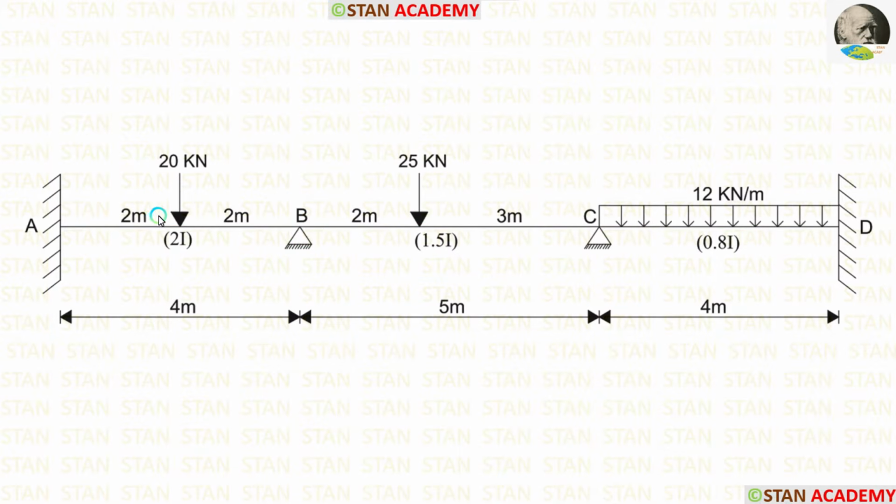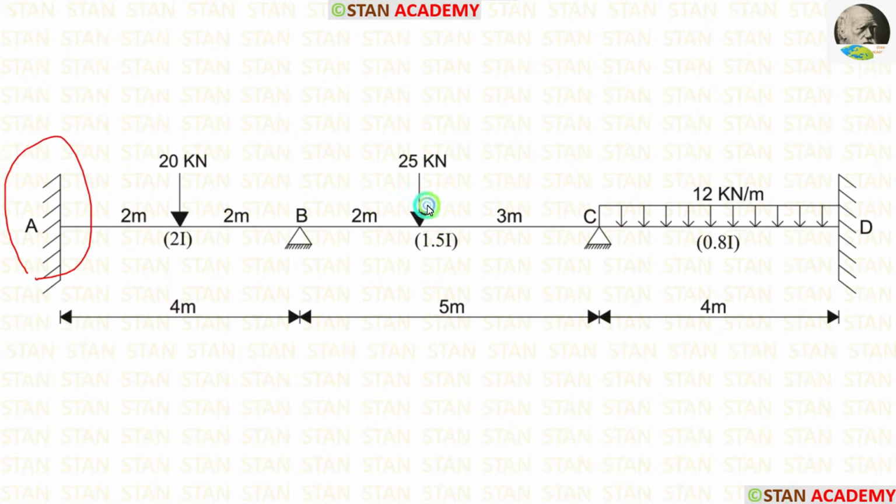In the span AB, there is a point load 20 kN acting on the center. In the span BC, there is a point load 25 kN acting at 2 meter from the support B. In the span CD, we are having UDL 12 kN per meter acting for the full span.